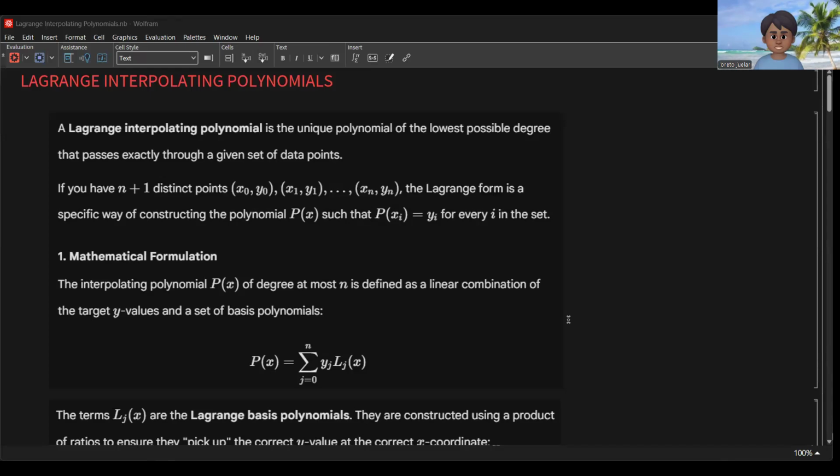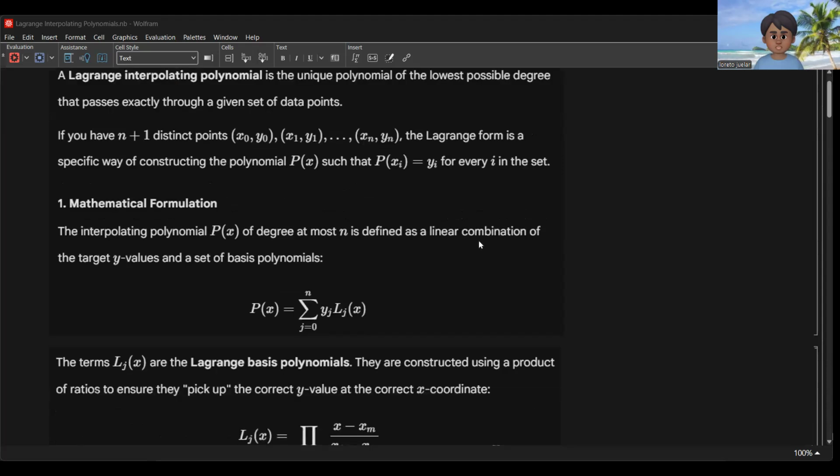So we have the Lagrange interpolating polynomials. A Lagrange interpolating polynomial is the unique polynomial of the lowest possible degree that passes exactly through a given set of data points. So if you have n plus 1 distinct points here, x sub 0, y sub 0, x sub 1, y sub 1, up to x sub n, y sub n. The Lagrange form is a specific way of constructing the polynomial p of x such that p of x sub i is equal to y sub i for every i in the set.